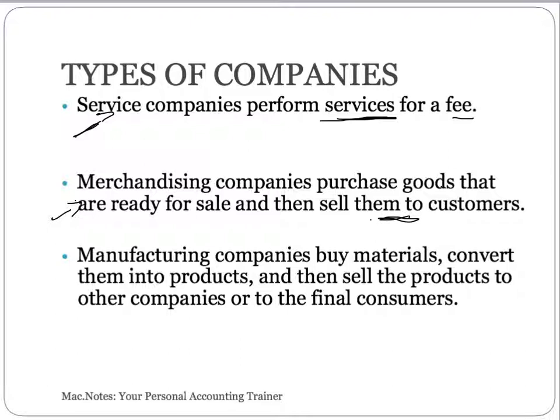Then later on in your accounting, you will take accounting for a manufacturing company. A manufacturing company buys in materials and puts them through an operation or conversion process, and then produces a product and sells that product to other companies. So those are the three types of businesses. To begin this course, we're going to be talking mostly about service businesses.